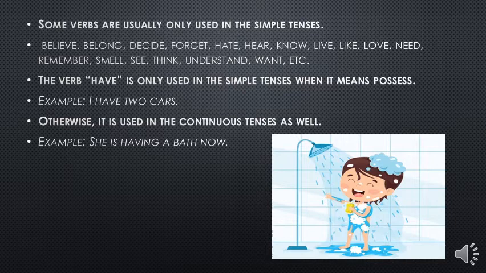progressive form. There is only one exception, which is the verb have. Have is only used in the simple tenses when it means possess. Possess means when something belongs to you, it's yours. For example, I have 2 cars. It means these are mine. I own 2 cars. In this case, have is used in the simple form. Otherwise, it is used in the continuous tenses as well. For example, she is having a bath now.